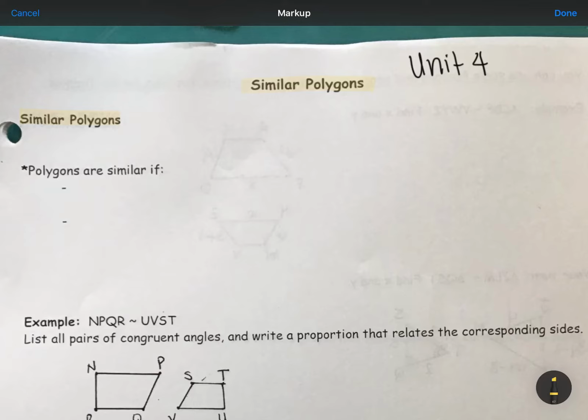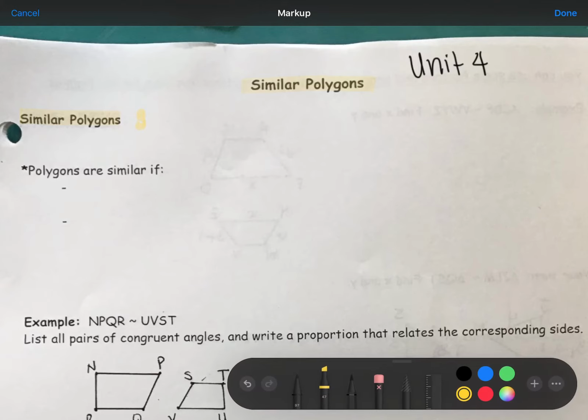Hey guys, make sure you find the worksheet that says similar polygons on the top. We're going to talk about what makes polygons similar. Similar means that they are the same shape, but they have different sizes. So they may not necessarily have the same side lengths. And we're going to talk a little bit about how their side lengths are proportional in just a second.